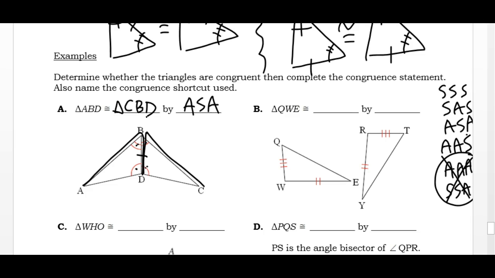Next picture, I see some sides here. I see some sides here. I don't see any other information. Every one of my conjectures requires 3 pieces of information. I do not have enough information. It cannot be determined if these triangles are congruent.